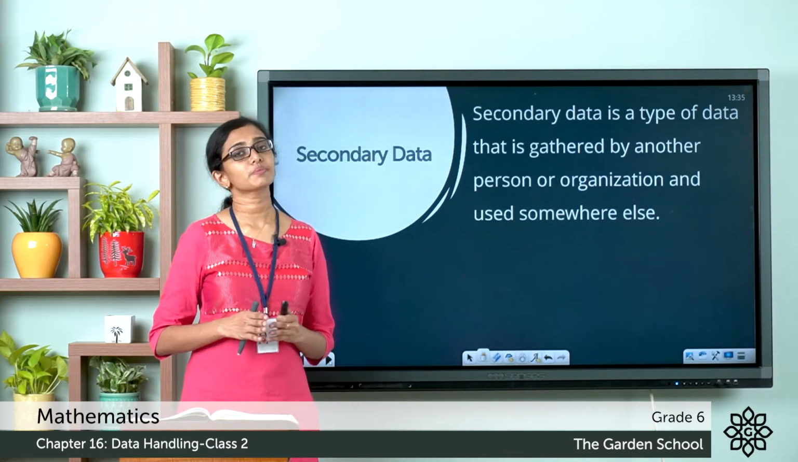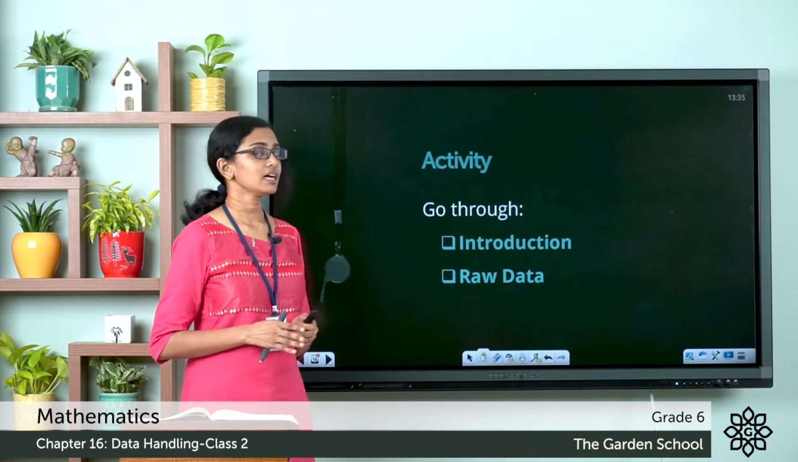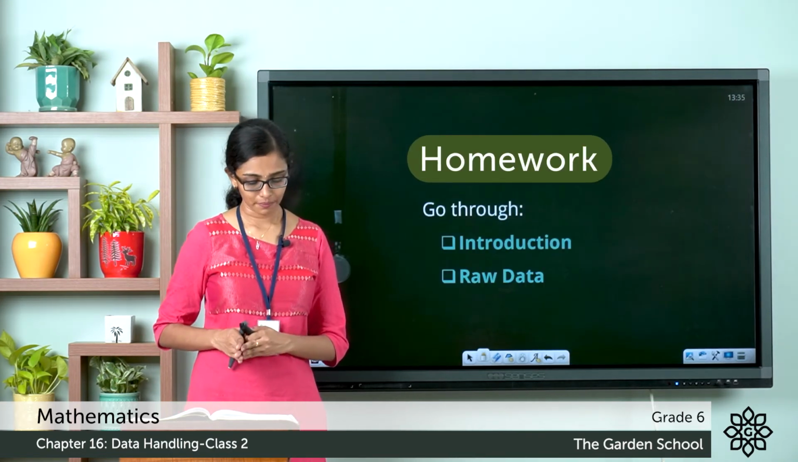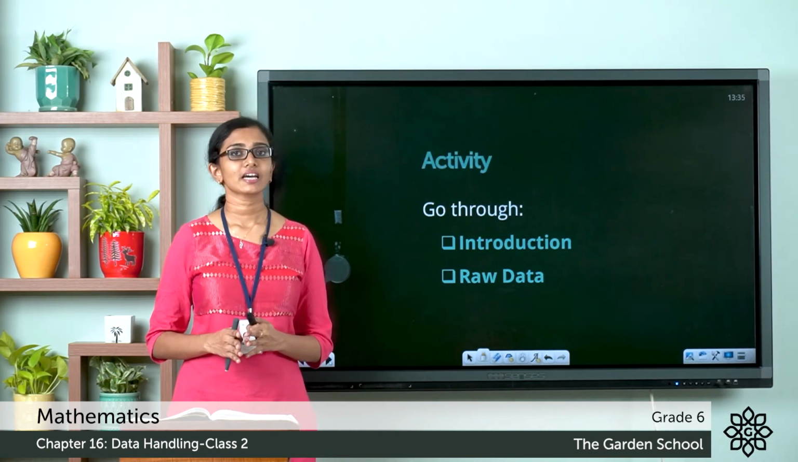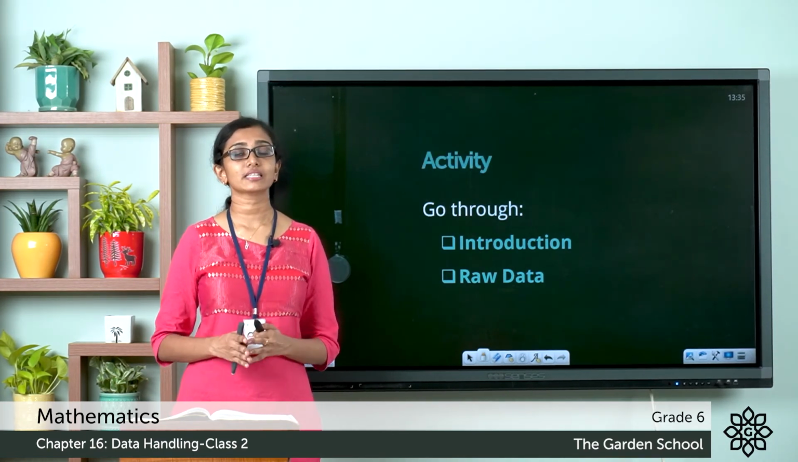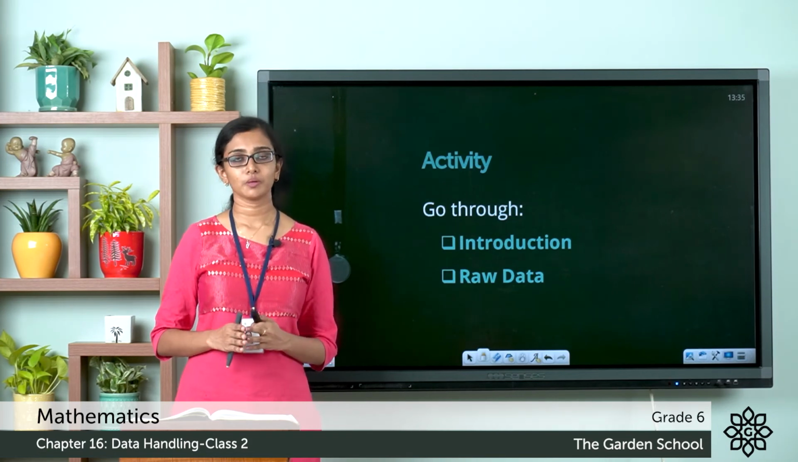Now this was a brief introduction to data, and you may read the topic from page number 234 in your textbook. In the next class, let's learn how we can organize the data collected for a particular purpose.